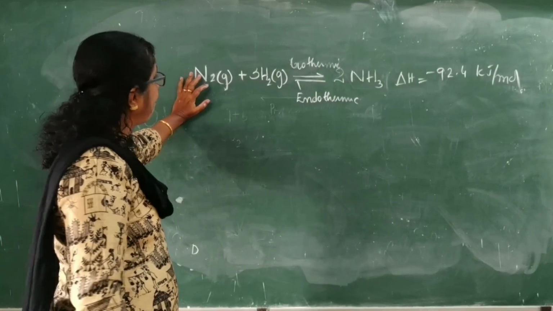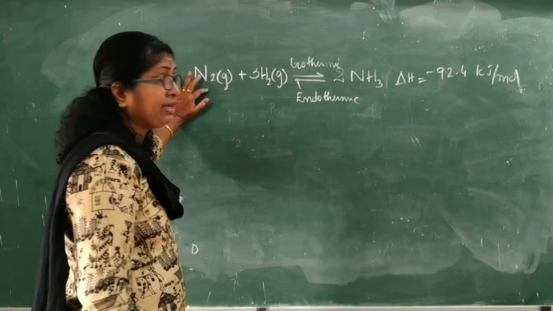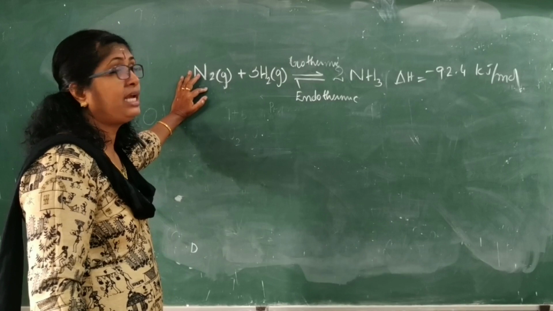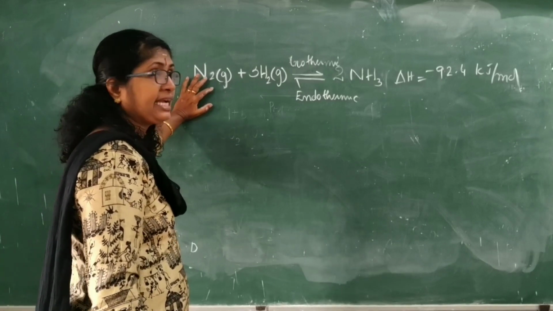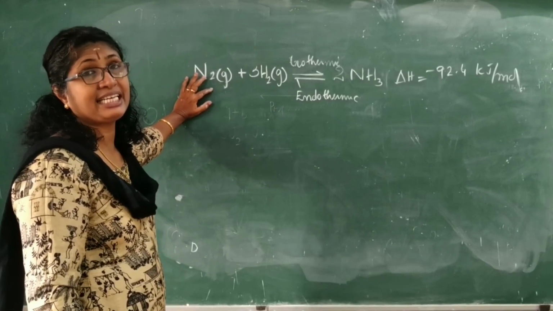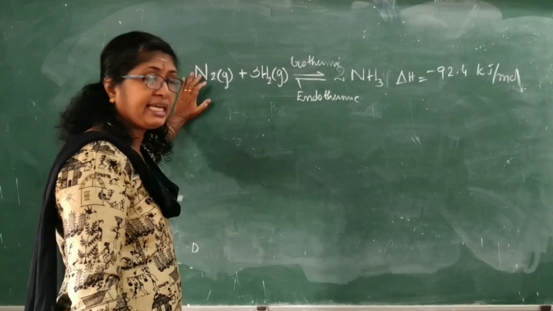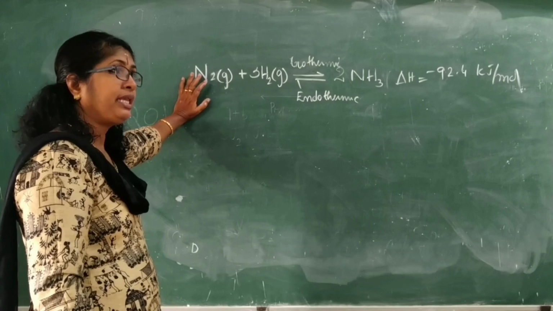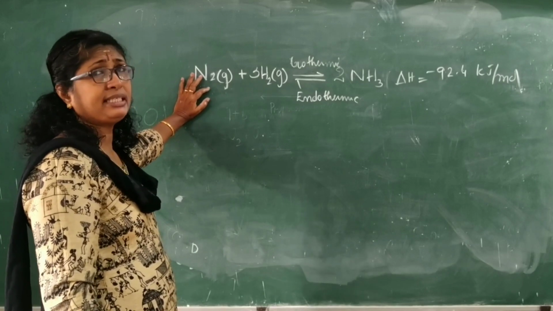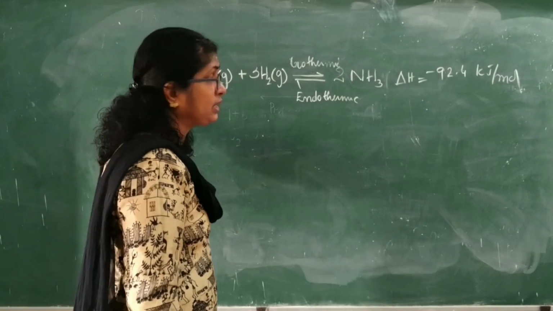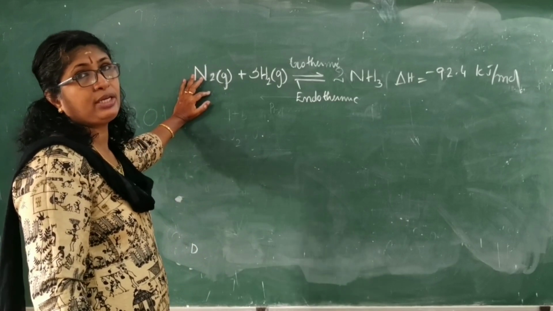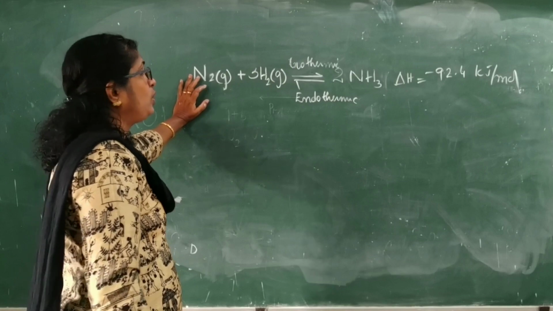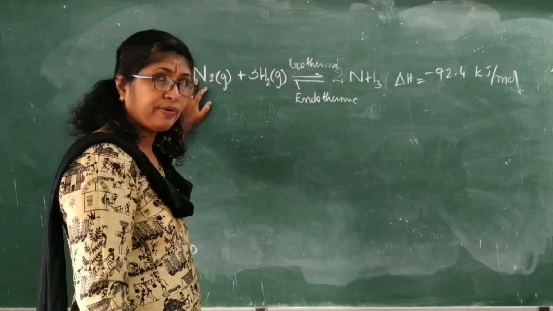Now, what is the effect of pressure? A high pressure will favor the forward reaction because in the forward reaction, the pressure is decreasing. Since the pressure is decreasing, a high pressure will favor the forward reaction. Now, what about temperature? Since the forward reaction is exothermic and the backward reaction is endothermic, a high temperature will favor the backward reaction, and a low temperature will favor the forward reaction.